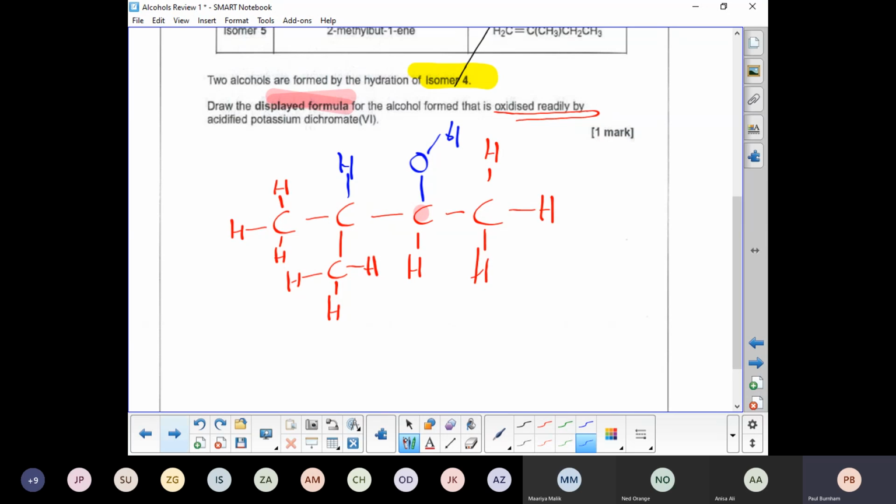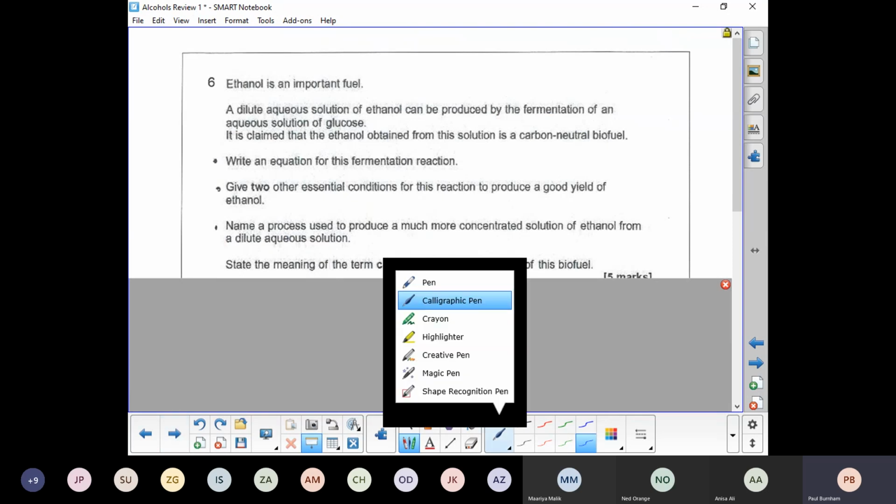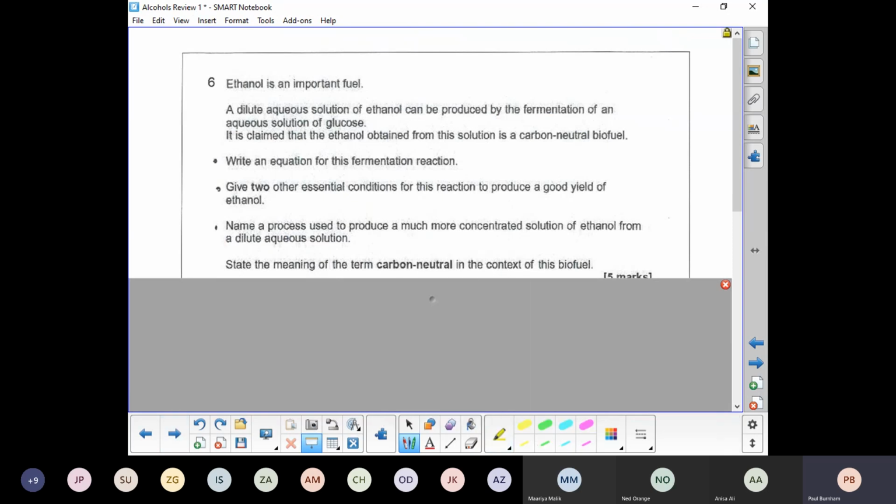Now the final question in this Alcohols 1 review is looking at ethanol. And again, you can see when I've just scanned down the question, I've bullet pointed the key things that I'm being asked. There's some information in the question that's perhaps important to consider as well. So ethanol is an important fuel, and I'm told here I can make a dilute solution of ethanol by fermentation. Now I've highlighted that and I'll come back to that particular statement as part of the answer.